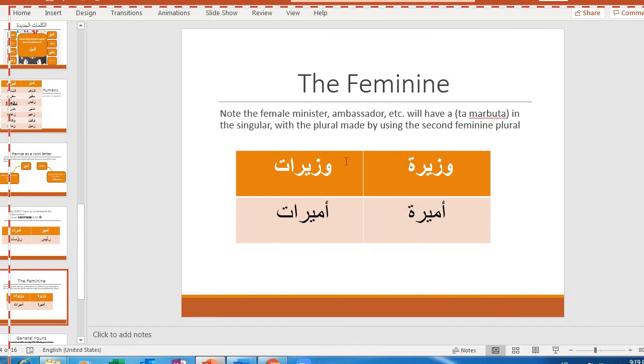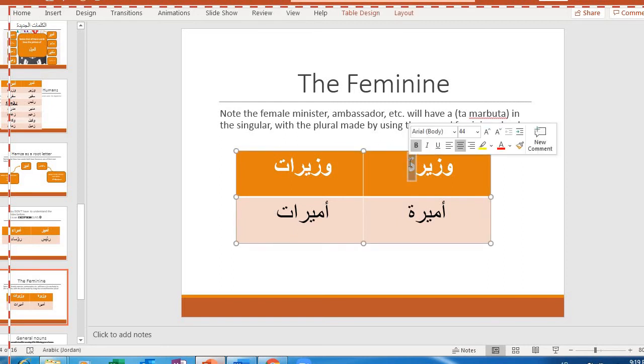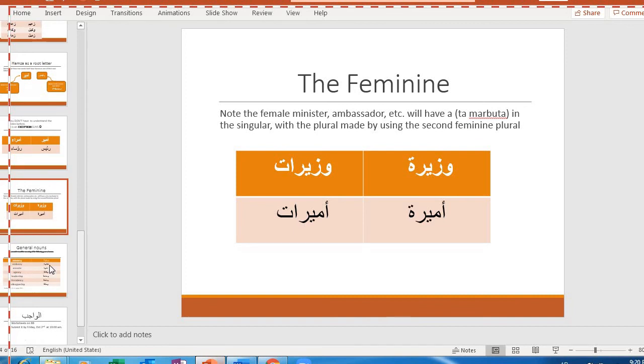Wazira, wazirat. You delete the ta marbuta, التاء المربوطة, and you add the ending. Amira, you delete the تاء المربوطة and you make amirat. Wazira, wazirat. Amira, amirat. رئيسة, رئيسات. وكيلة, وكيلات. زميلة, زميلات. سفيرة, سفيرات. مديرة, مديرات. Okay, the feminine one is much easier. Right? Let's see here.